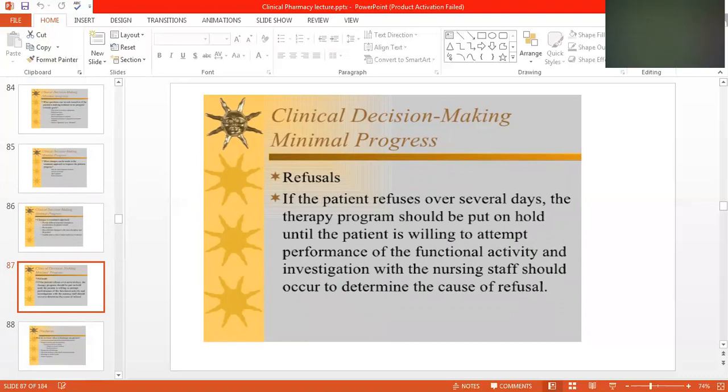Refusal: if the patient refuses over several days, the therapy program should be put on hold until the patient is willing to attend performance of the functional activity, and investigation with the nursing staff should occur to determine the cause of refusal.